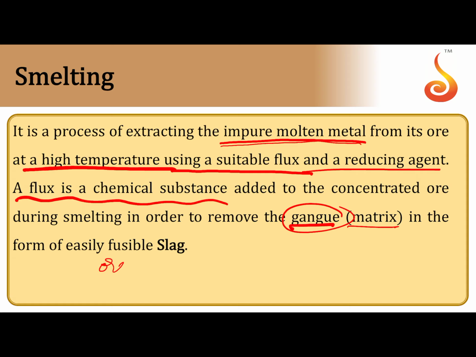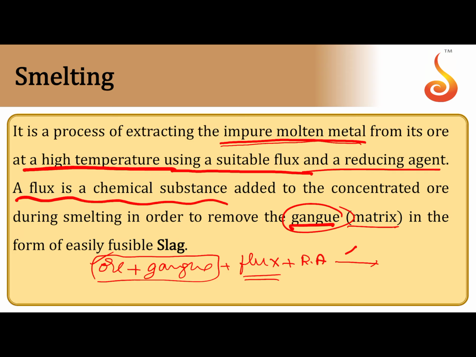So, the ore which contains gangue, to this flux is added. Flux may be acidic flux or basic flux, that depends on the ore, and a reducing agent, heated to high temperature like in a blast furnace. At this time, the ore gets reduced to metal in molten state.